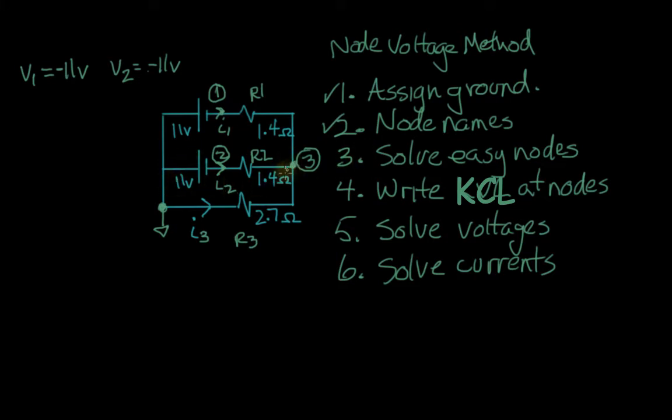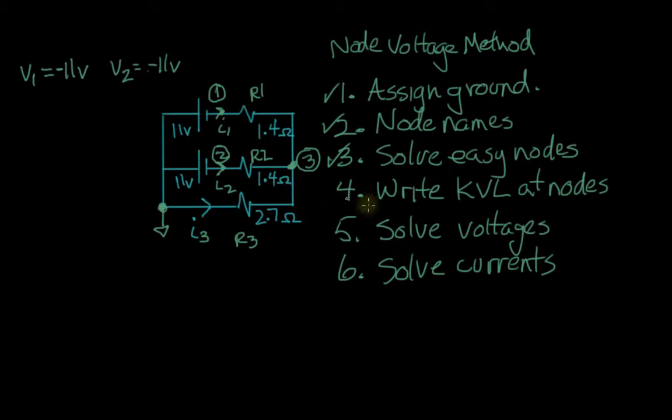What about V3? Is V3 an easy node? No, it's not. It's not connected to any voltage sources. So there's nothing easy about that one. We're going to have to do some work. So now we've done step 3. Step 4, write Kirchhoff's voltage law at the nodes. And the only node that's left is 3.